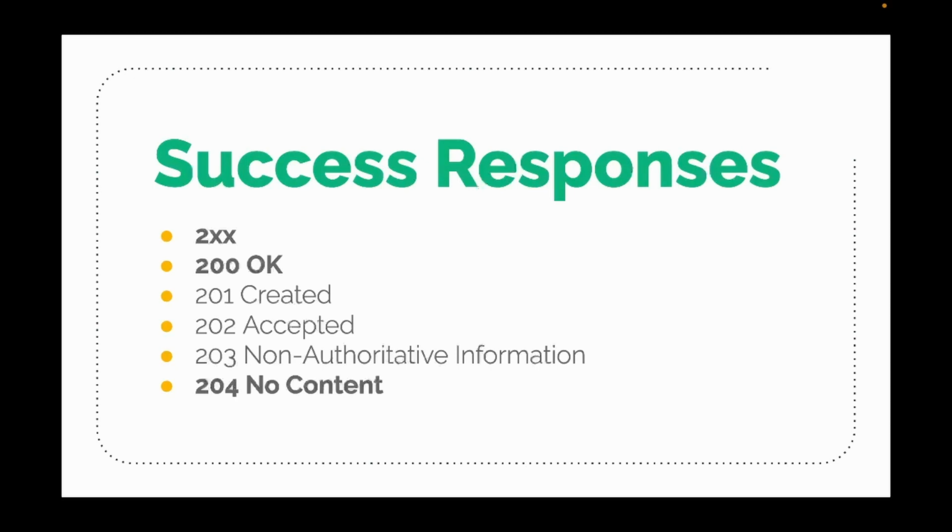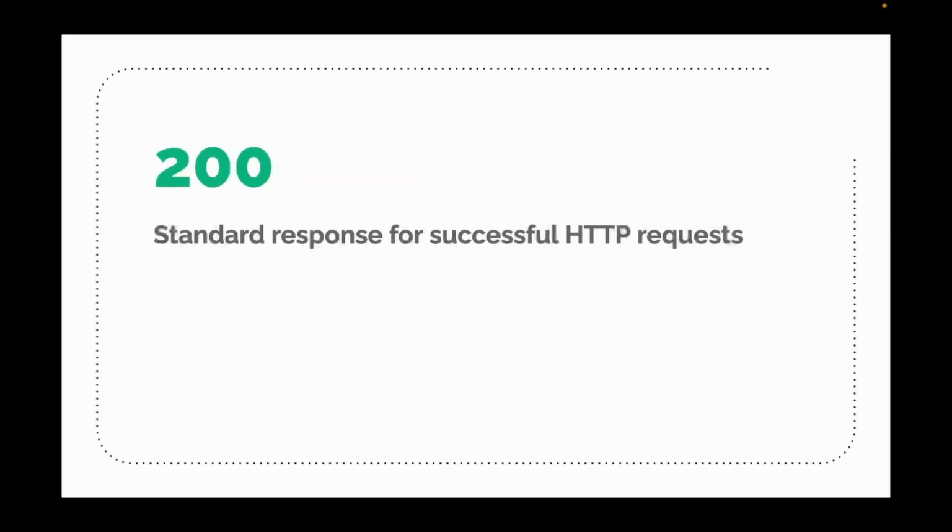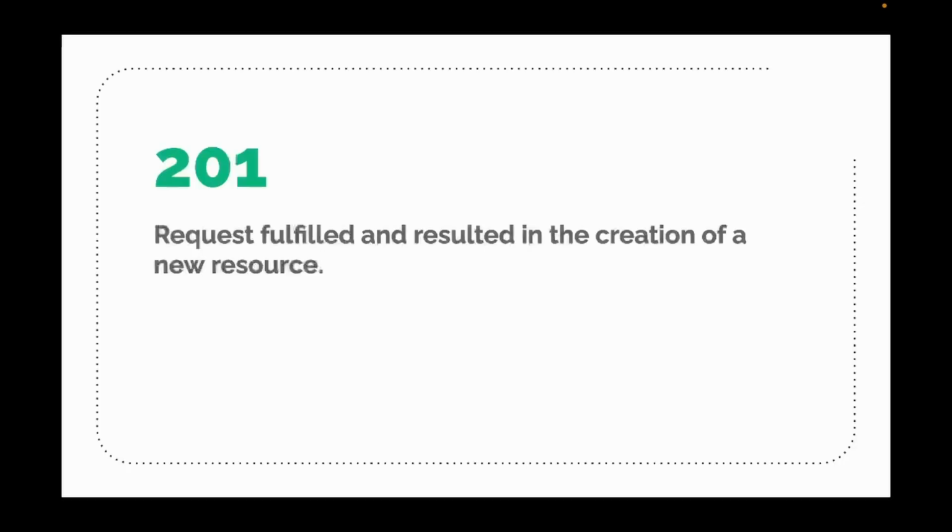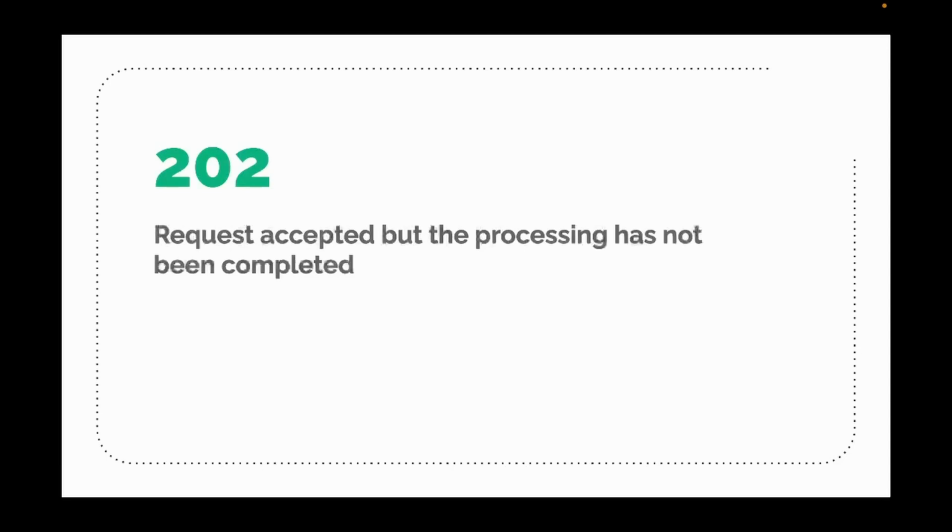201 is created. So generally when you make a post request or we want to create something, that happened. 202 is accepted. 203 is non-authoritative information. 204 no content. 200 is the standardized response. 201 is request is fulfilled and a new resource is created as well, generally when we call the endpoint which creates something. 202 is request is accepted but the processing has not been completed.